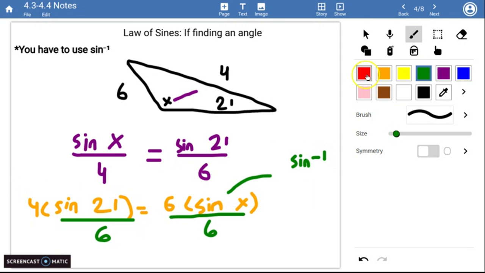So for the final answer, you would type in this whole thing. It is not written very exactly, but it is going to be sine negative first times 4 times the sine of 21 divided by 6.